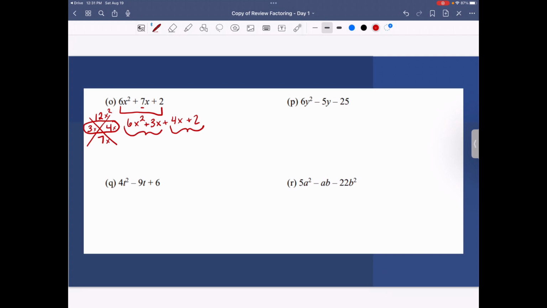And from there, we can factor out a 3x. 6x squared divided by 3x, so 6 divided by 3 is 2, so 2x. 3x divided by x is 1. 4x plus 2, we're going to factor out a 2, and that'll give us 2x plus 1 as well.